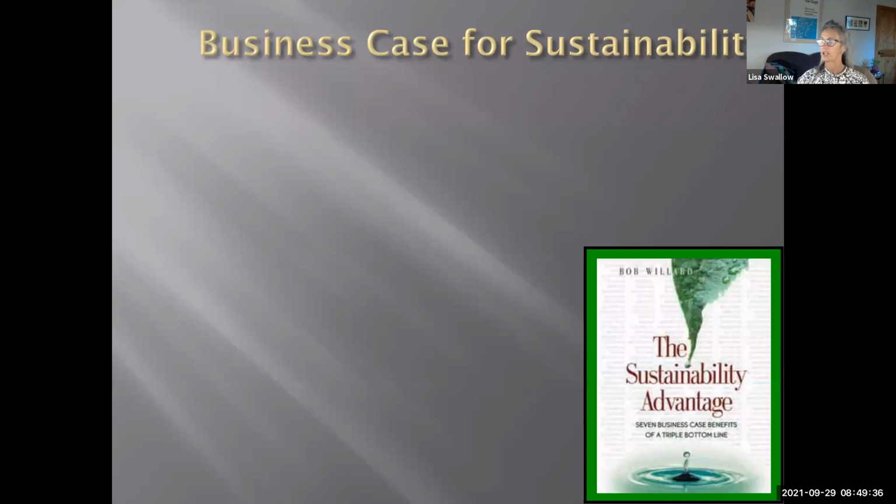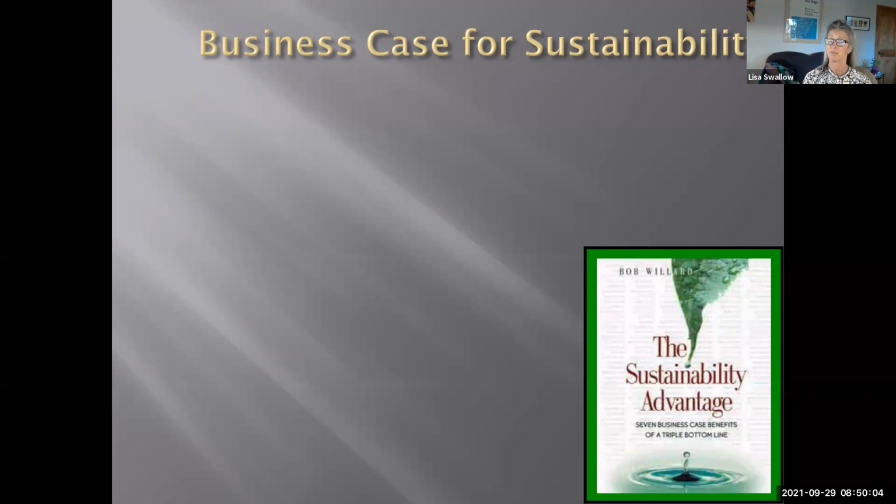So this is a really early book about the advantage of embracing sustainability by a guy named Bob Willard, who I heard speak probably 16 years ago now. And he talks about a 6-pronged business case. We're going to go into each of these items in depth. So right now I'm just going to present you with the overall case, but this is going to be the basis for your company paper.